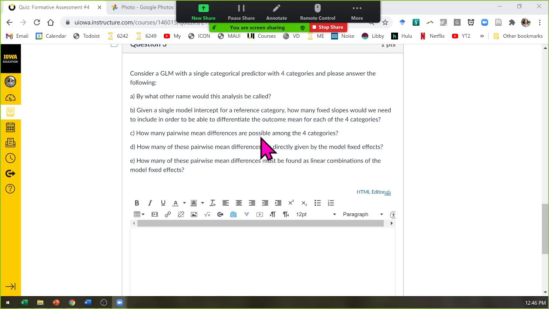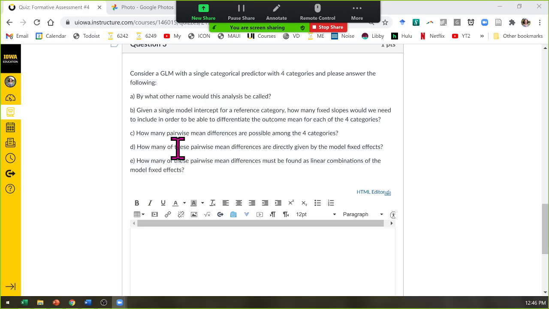So if I have an intercept, the intercept is going to give me the mean for the reference group. So that's one parameter. The first slope is going to get me to the second group. The second slope is going to get me to the third group. And the third slope is going to get me to the fourth group. Now I've got all 4 means given to me by 4 fixed effects, which is an intercept for everybody, and then 3 slopes that bump me up to each of the other groups. So we got 3 slopes to get us all 4 means.